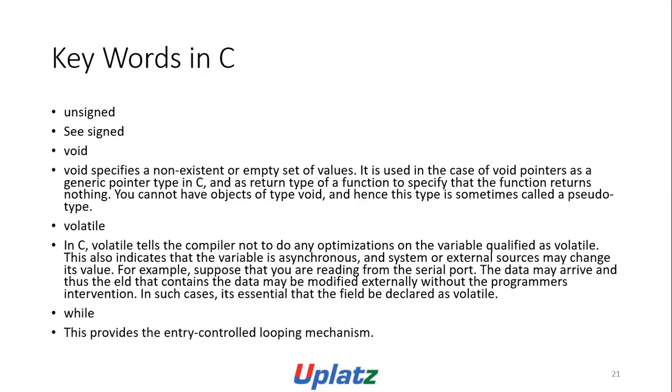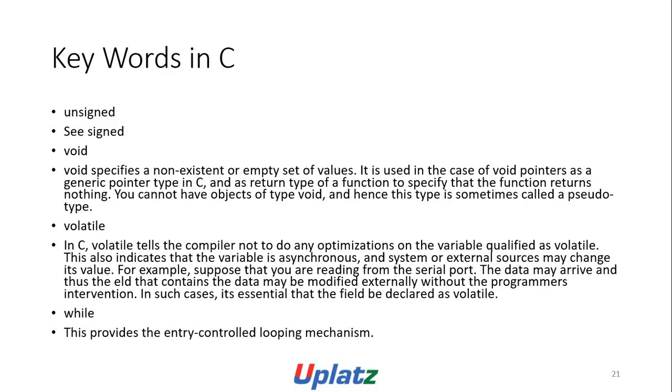Volatile. In C, volatile tells the compiler not to do any optimization on the variable qualified as volatile. This also indicates that the variable is asynchronous and the system or external sources will change its value. For example, suppose that you are reading from the serial port, the data may arrive and thus the field that contains the data may be modified externally without the programmer's intervention. In such cases, it's essential that the field be declared as volatile.